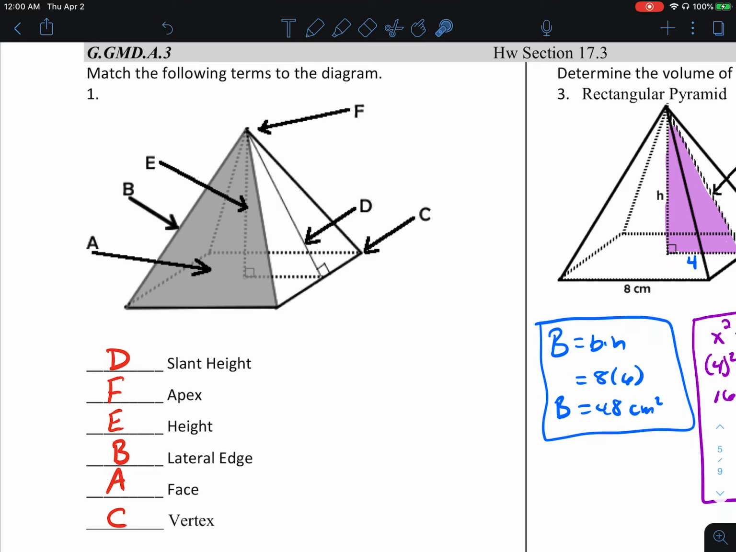And the vertex, there's many vertices on this. I mean, F's even a vertex. This is a vertex, so is this, so is this. C is one that's named here.